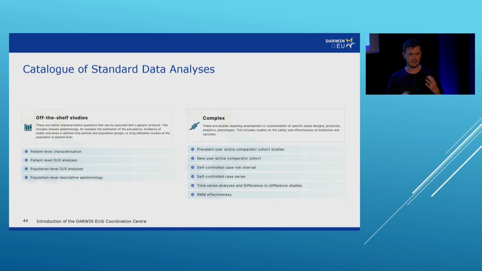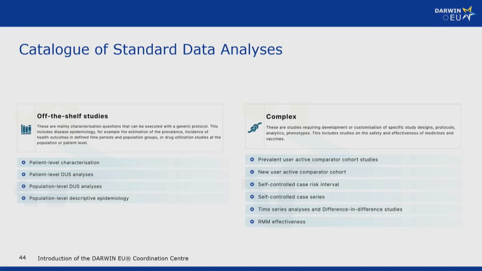So this is a catalogue of standard data analyses that we've come up with in Darwin, and this is the menu of studies that we do. This is the cornerstone of what we're developing our tools against. The tools we're making in Darwin are to deliver this catalogue of studies to the EMA. Here I'm showing the two groups of studies. We've got the off-the-shelf studies on the one hand, and we've already performed some of them, and we've got lots and lots more coming up in the next few years, and also these complex studies.